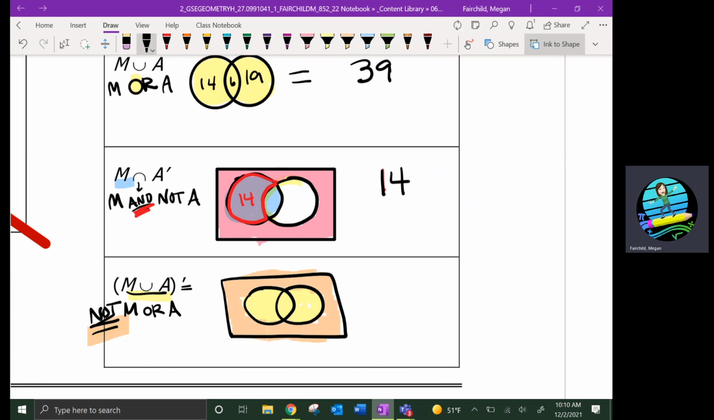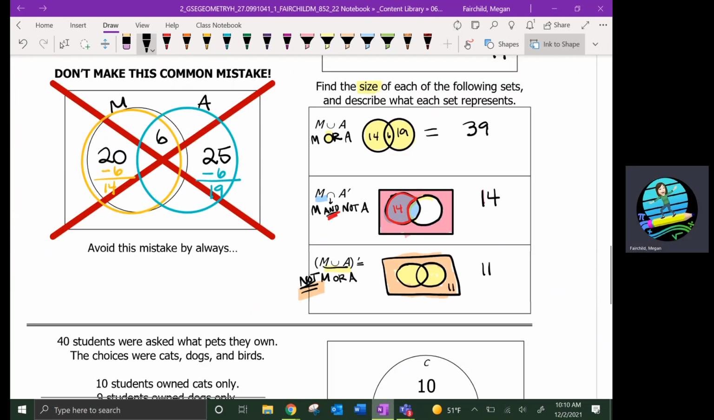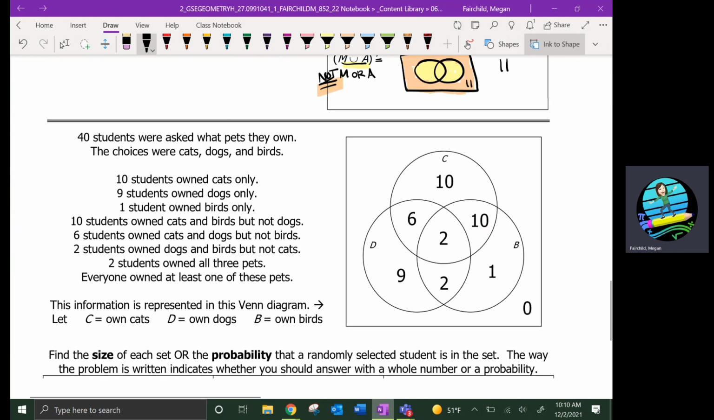Okay, so not M or A would be that 11 that's sitting out here. That would be my answer. Okay, questions about that? All right, last example we're going to do is this one.